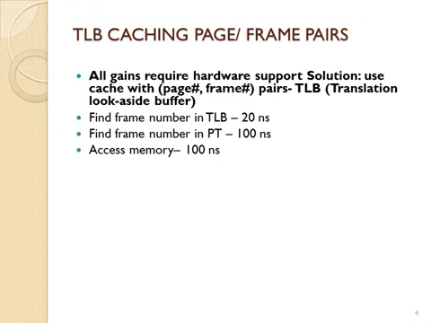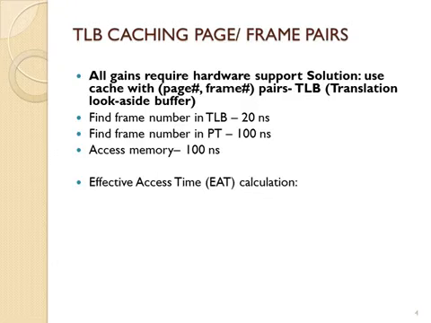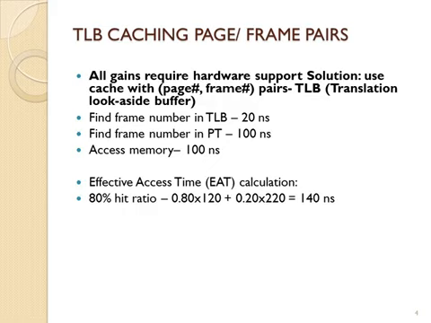overhead for paging. So say for example you have a TLB and it only takes 20 nanoseconds to reference your TLB, then it would only take 120 nanoseconds to do a memory reference as opposed to 220 nanoseconds. So you can calculate what's called effective access time. Say you have an 80% hit ratio. That means that 80% of the time your page frame pair is in the TLB and 20% of the time your page frame pair is not in the TLB.